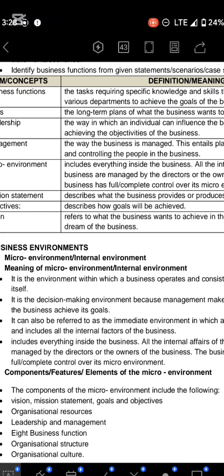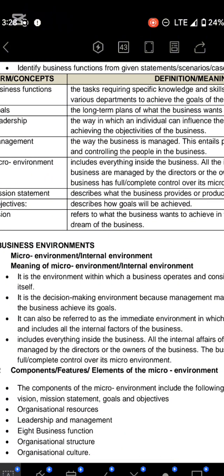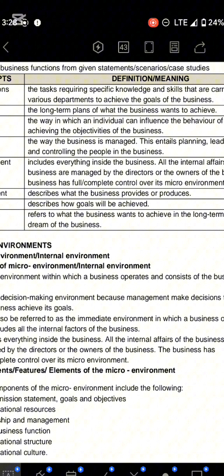Then the vision, right? This basically refers to what the business wants to achieve in the long term. That is the dream of the business. For example, some of you, your vision probably currently is for you to see yourself completing matric, right? That is a vision. It is long term. You are still in grade 10, so it means that it is a long-term objective of where you want to be.